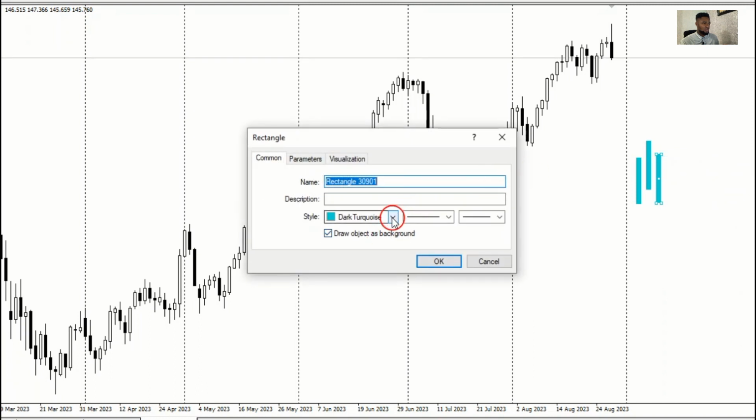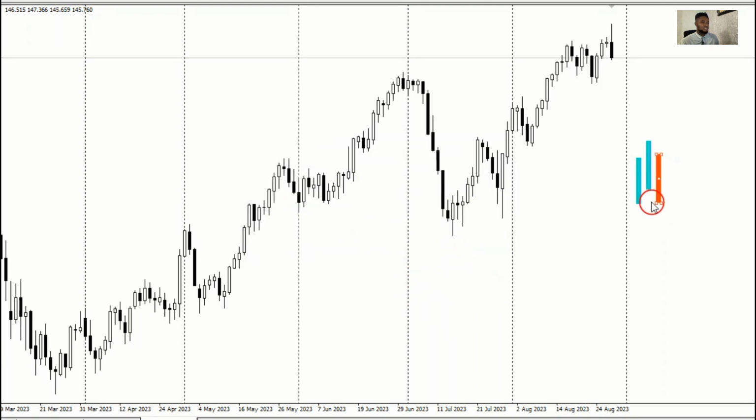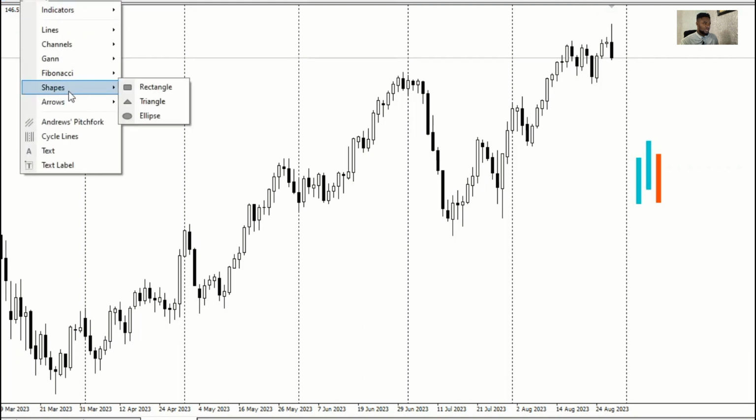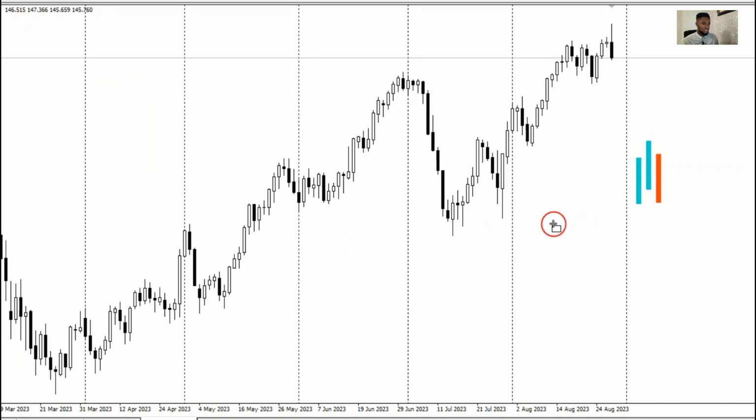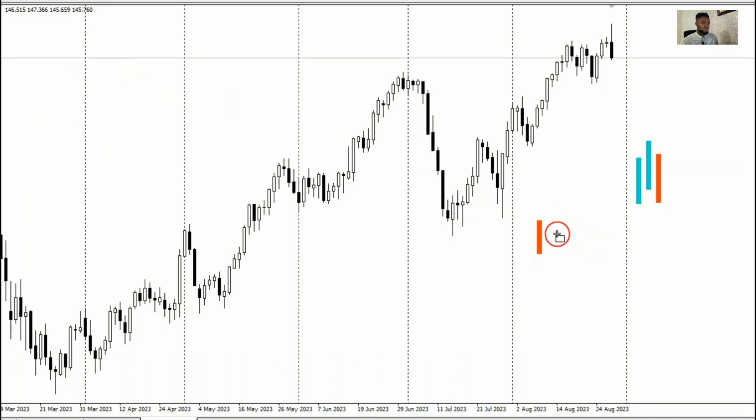Let me change this to another color. Let's say red. So this is a swing point. This is a swing low, swing high, and swing low. This is a turning point. This market is turning to sell. And on the contrary, we have the swing high and the swing low going bullish. This structure is what I want you to be looking for.